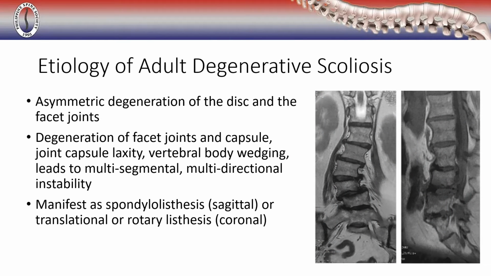So when we look at the etiology, in most studies, asymmetric disc degeneration is usually the starting point, which eventually leads to asymmetric loading of the spinal segment. Asymmetric loading, coupled with degeneration of the other adjacent segments, triggers a vicious cycle enhancing curve progression. Degeneration of the facet joints and joint capsule laxity, vertebral body wedging, all of this leads to a multisegmental, multidirectional instability. It usually manifests as instability in the sagittal plane as spondylolisthesis, and also in the coronal plane as a translational or rotary listhesis.